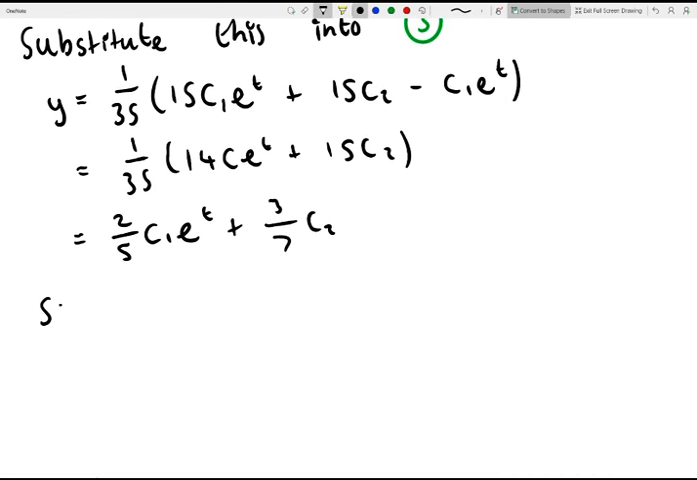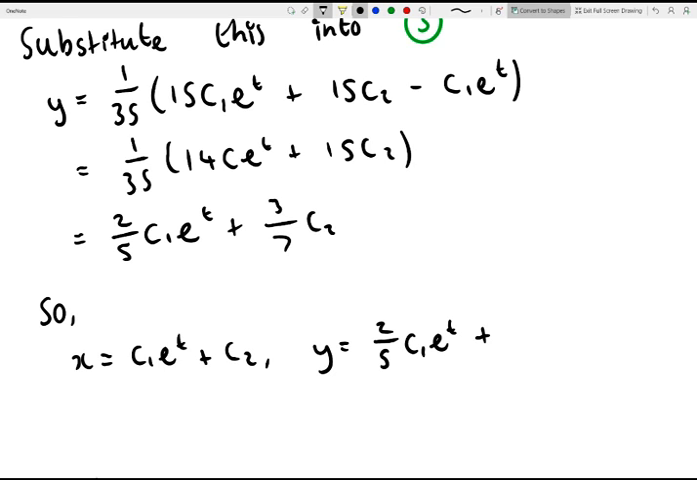So our solution: x is c1 times the exponential of t plus c2, and y is 2/5 times c1 times the exponential of t plus 3/7 of c2.